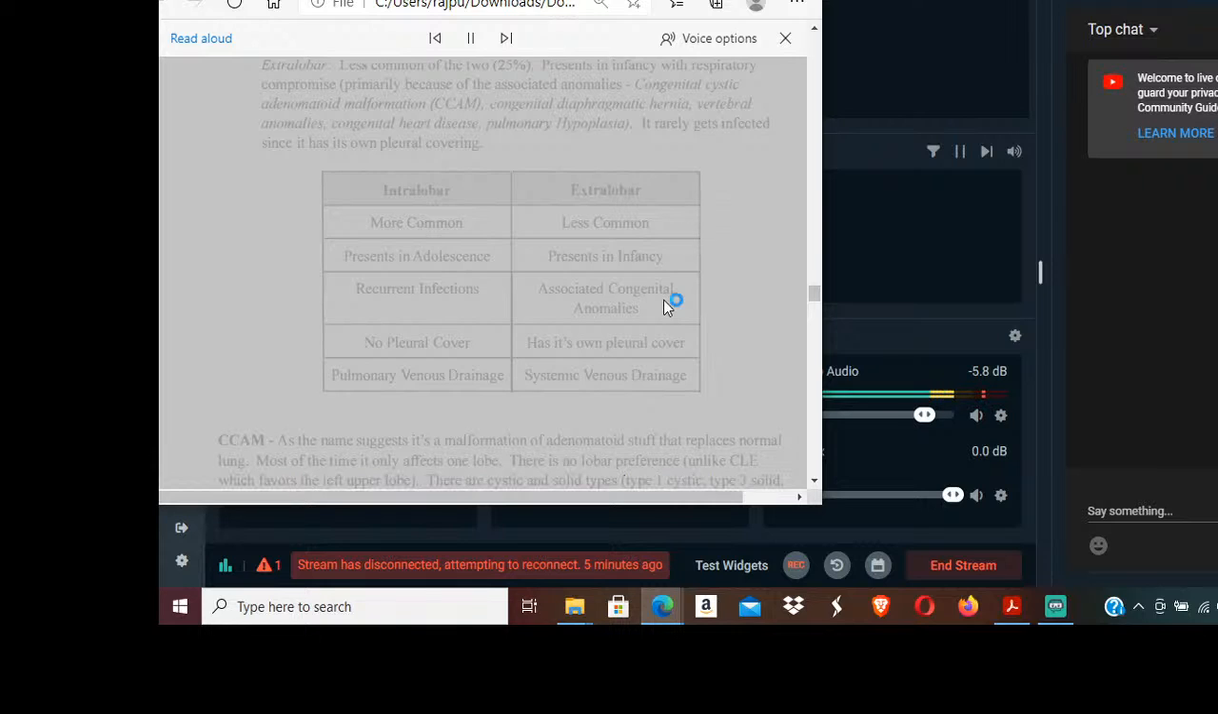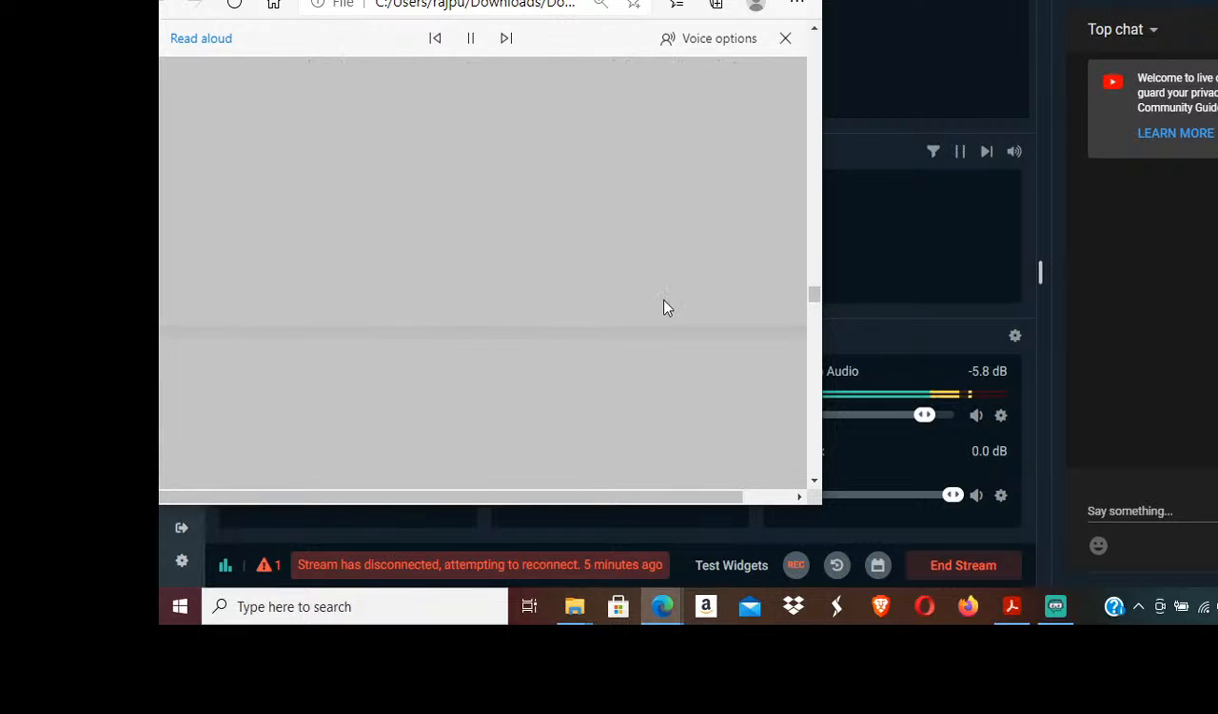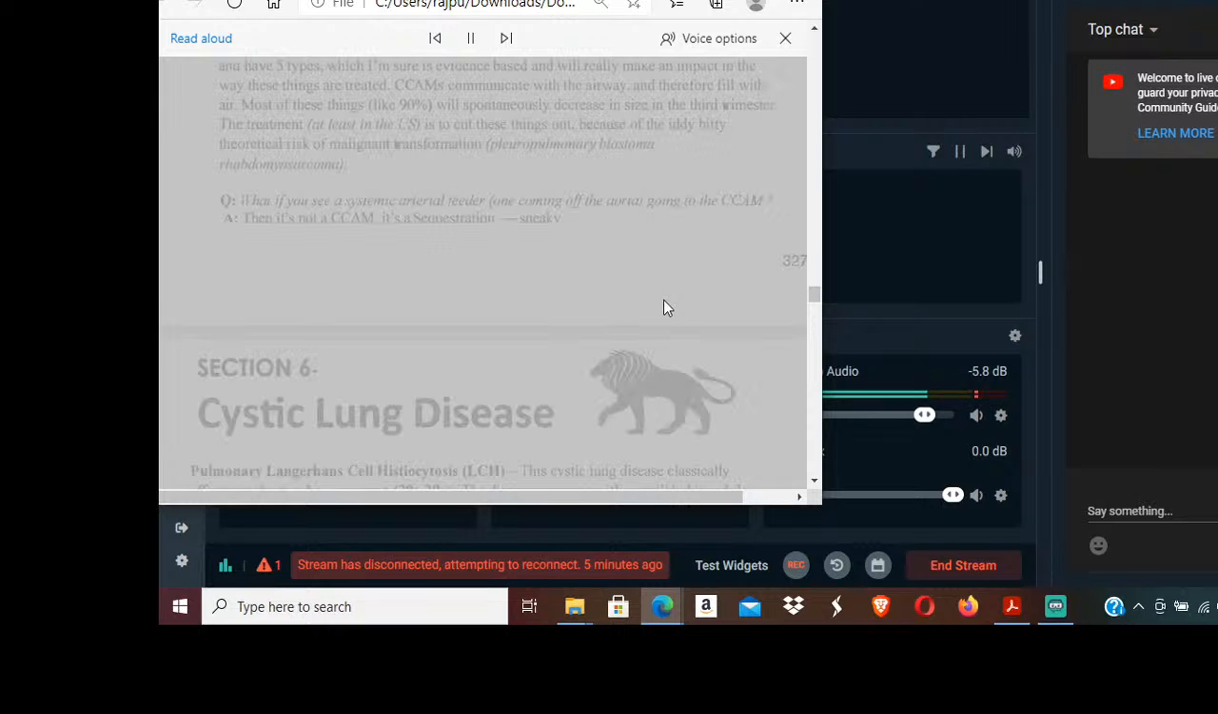There is a crop of knuckleheads who want to call these things CPAMs and have 5 types, which I'm sure is evidence-based and will really make an impact in the way these things are treated. CCAMs communicate with the airway, and therefore fill with air. Most of these things, like 90%, will spontaneously decrease in size in the 3rd trimester.